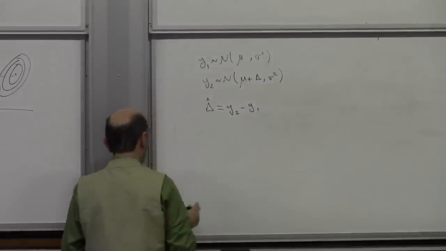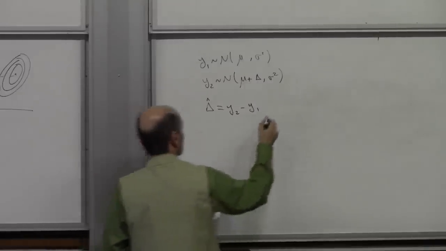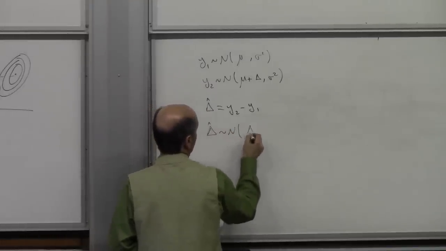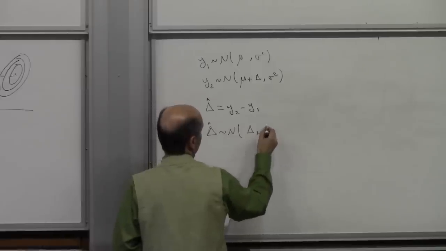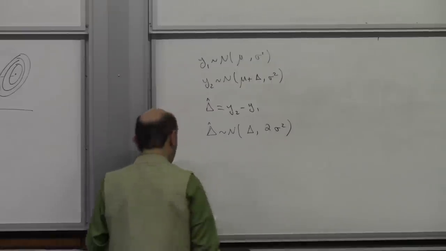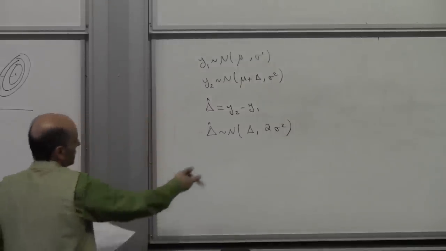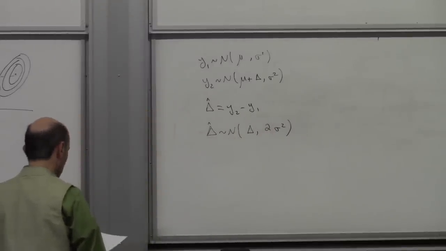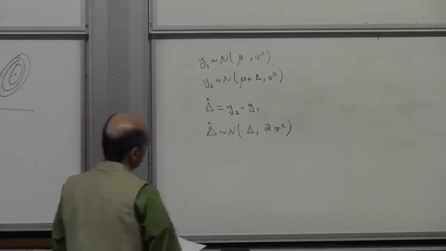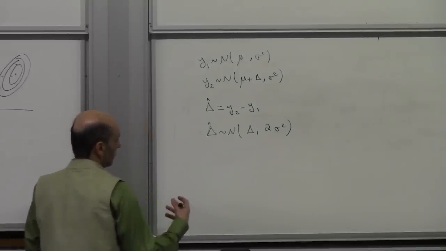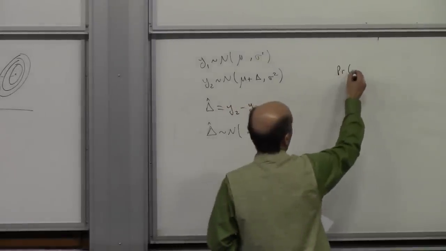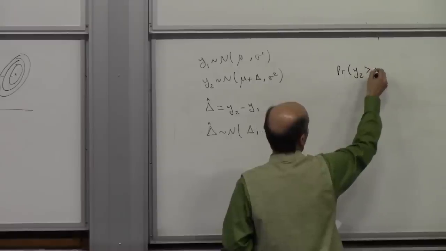And that's going to be a random variable. Delta hat is going to be a random variable with mean delta and variance 2 sigma squared. And this sigma squared is your haptic noise. And we want to know something about it. How would we be able to estimate it? Well, you're going to tell us whether the second object was bigger than the first object. So what's the probability of y2 being bigger than y1?